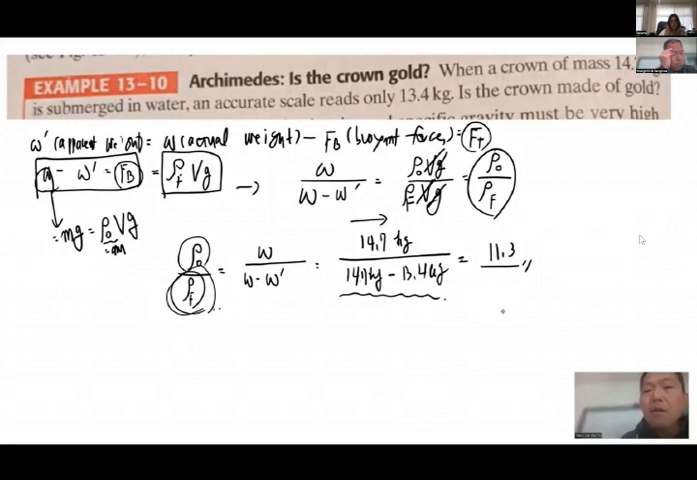From that, this crown is not made out of gold because that ratio of density is so much different. It's clearly showing that the crown is not made out of gold, from this ratio.